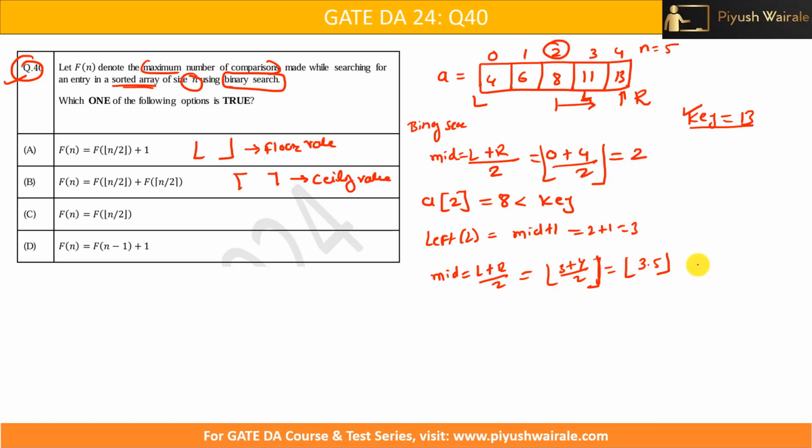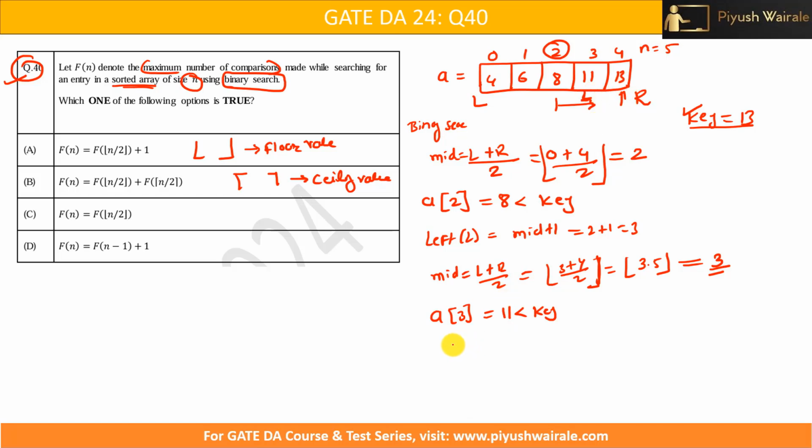3.5. So the floor value of 3.5 is basically 3. Now again compare the third element of the array, that is 11, with the key, whether it equals my target value or key value or not. No, it is not. So this particular value is less than my key value.